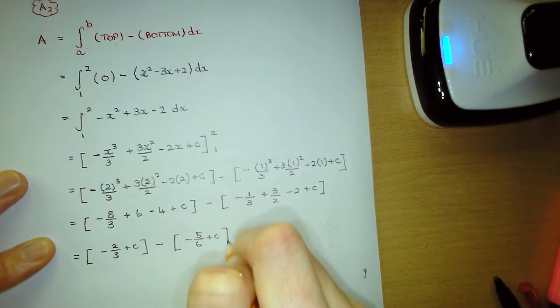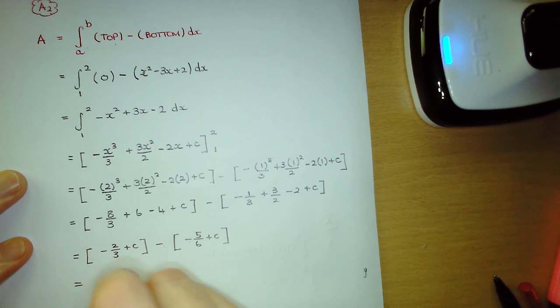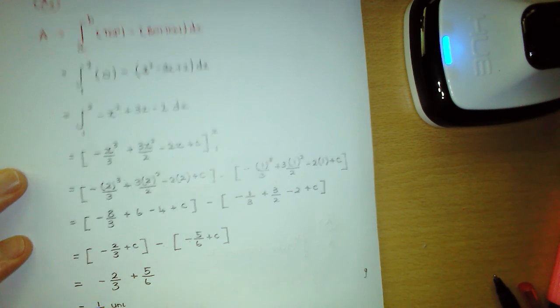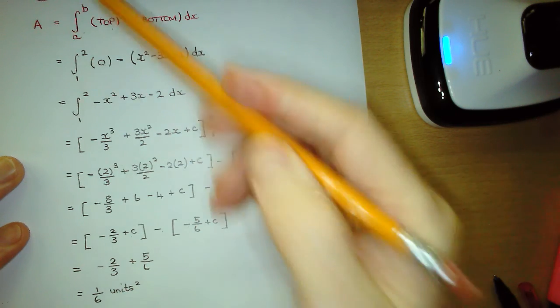And again, remember the c's cancel because you're going to plus c minus plus c, so they're gone. So we're left with minus 2/3 minus minus 5/6. So that's going to be minus 2/3 plus 5/6. So again, go to calculator, minus 2/3 plus 5/6. And that's going to give us 1/6 units squared. So we've now worked out the area A2.